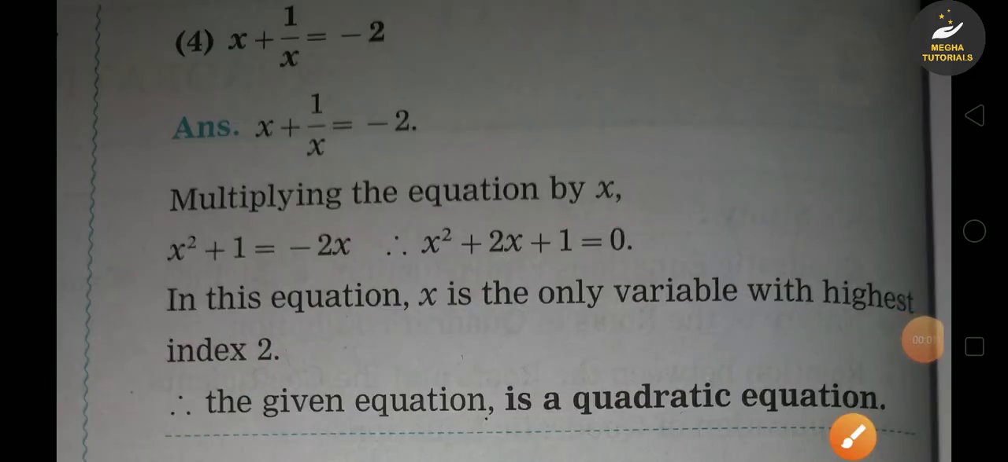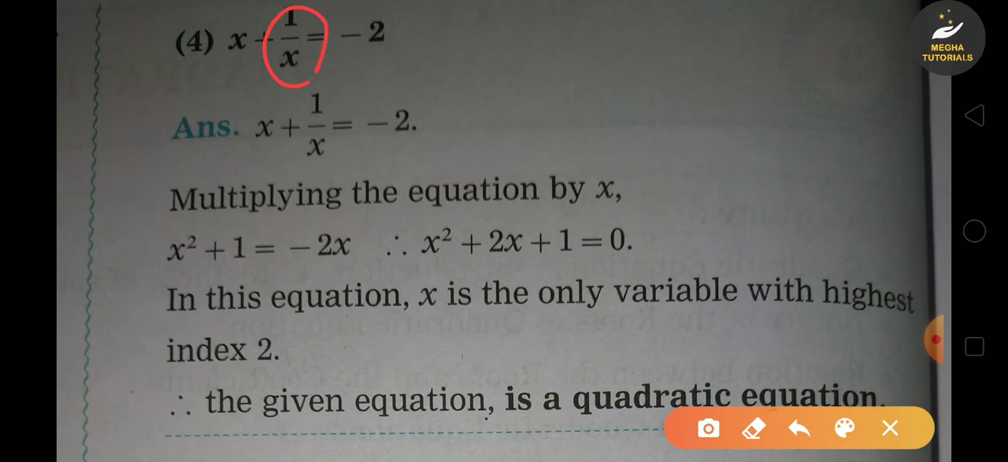Okay. Question 4, x plus 1 upon x is equal to minus 2. In the second term 1 upon x is present, so we will multiply the whole equation by x. Okay, so after multiplication we get x into x, x square, x upon x is 1, and minus 2 into x is minus 2x. So the equation is x square plus 1 is equal to minus 2x. So we can write this equation in standard form: x square plus 2x plus 1 is equal to 0. So this equation is in one variable x and highest degree is 2. Therefore this is a quadratic equation.